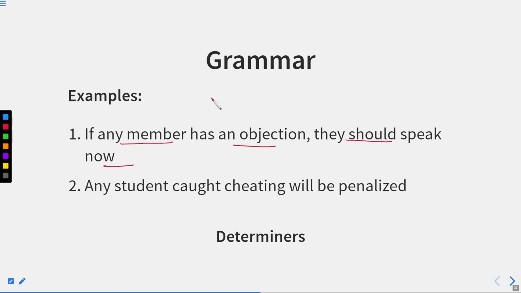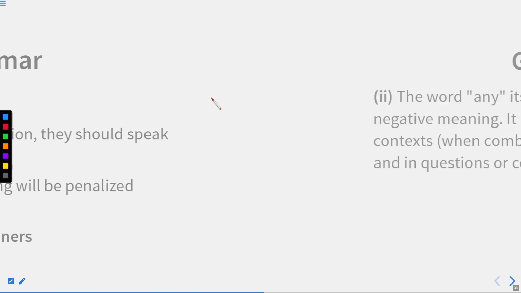Any student caught cheating will be penalized. It means whichever student he is. So if any student is caught cheating, now there is no specific number. We are not talking about a specific student. We are talking about any, and it can be any, or maybe possible there is no student like that. If any student is caught cheating, they will be penalized. Now let us move to the next one.